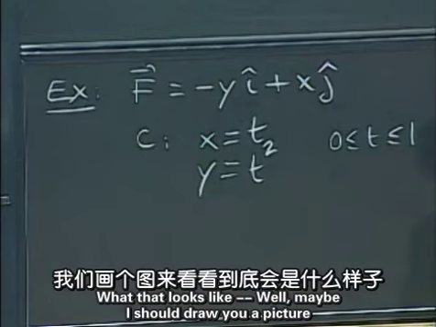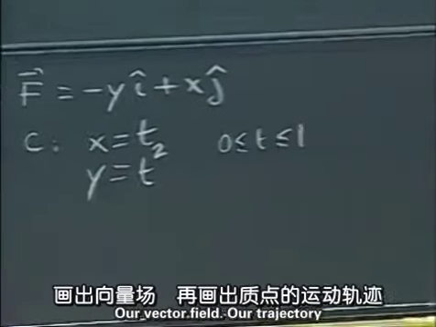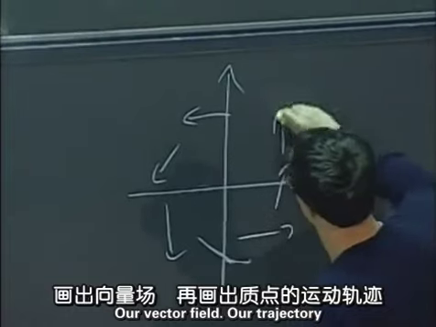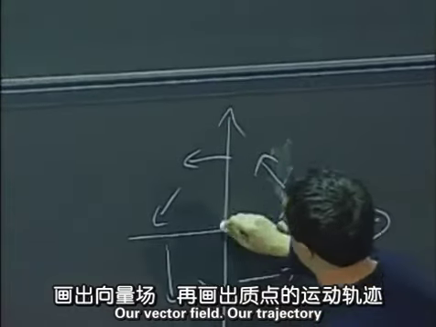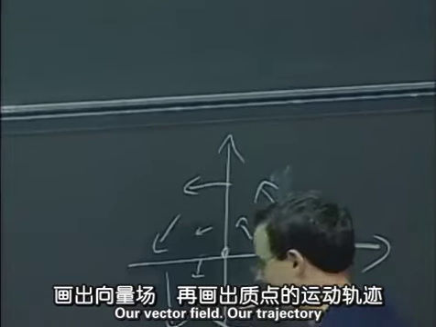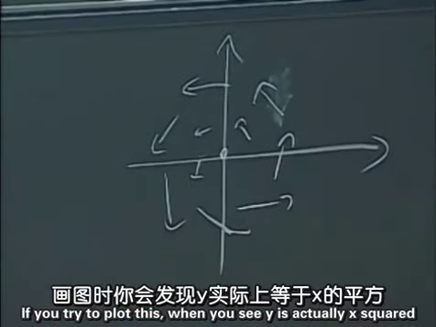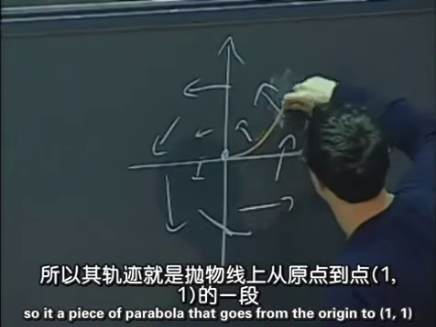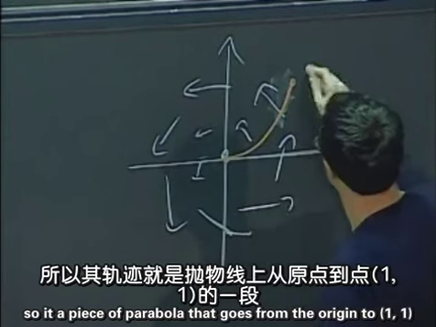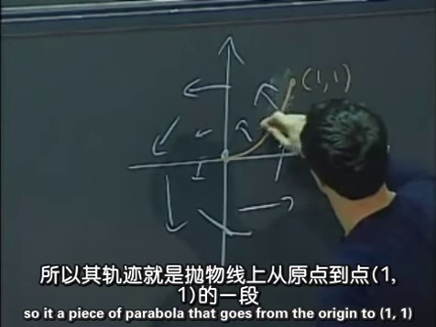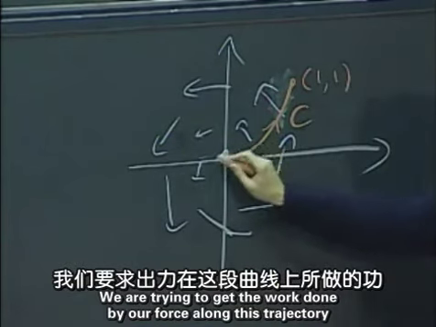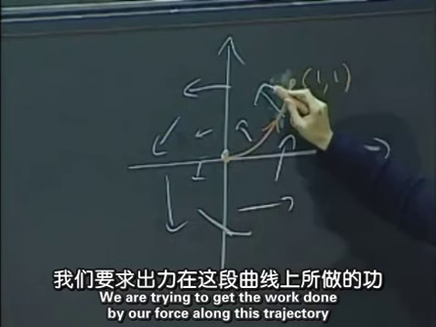Okay, so what that looks like, well, maybe I should draw a new picture. So our vector field, and our trajectory, if you try to plot this, well, you see y is actually x squared. So it's a piece of parabola that goes from the origin to 1, 1. Okay, that's what our curve looks like. So we're trying to find the work done by our force along this trajectory.